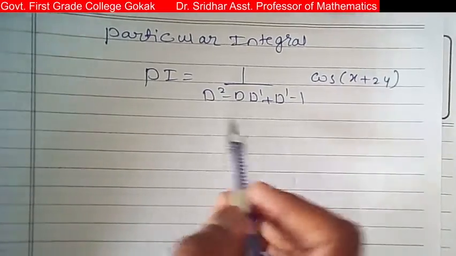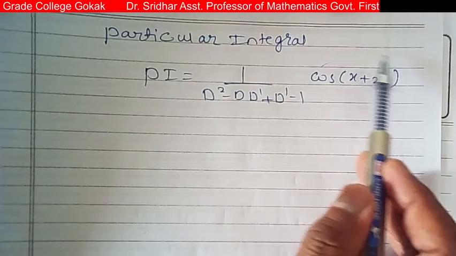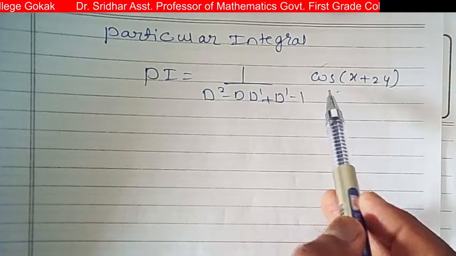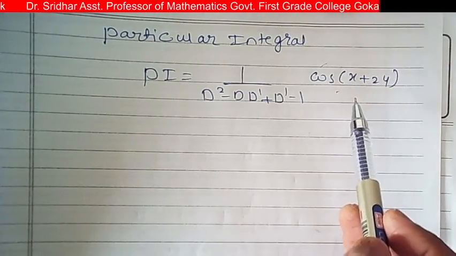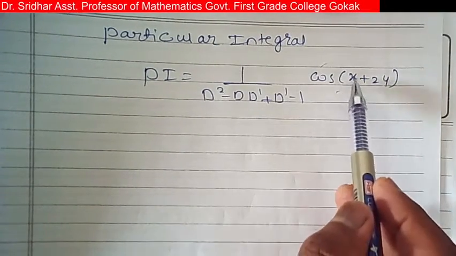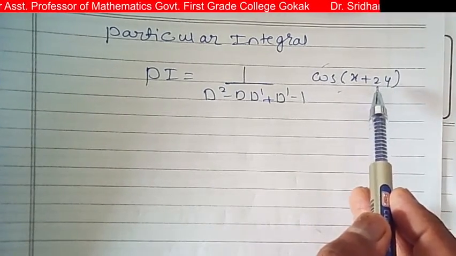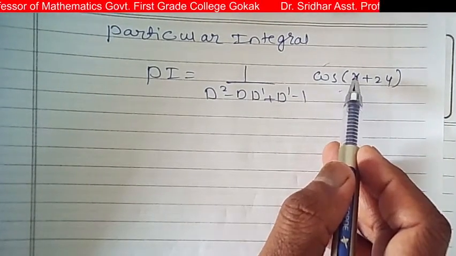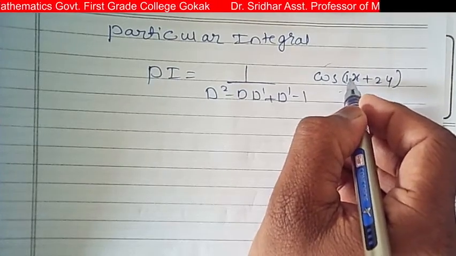So now we find the particular integral. Now here the RHS is of the form cos of x plus 2y. So when it is cos of x plus 2y, then we have one rule, that is we have to replace d by x coefficient and we replace d dash by y coefficient. So here what is x coefficient? So here the x coefficient is 1.